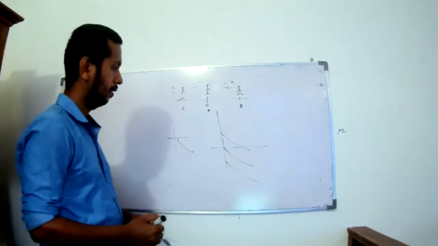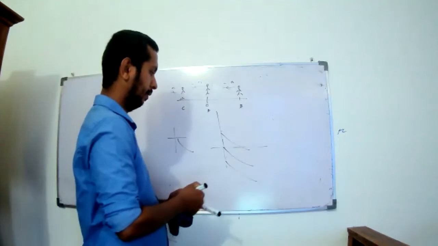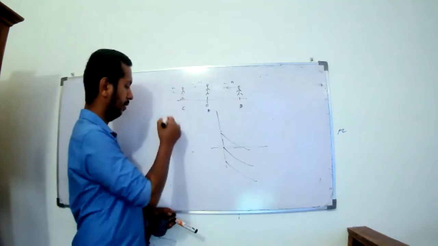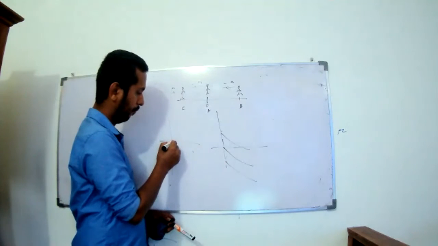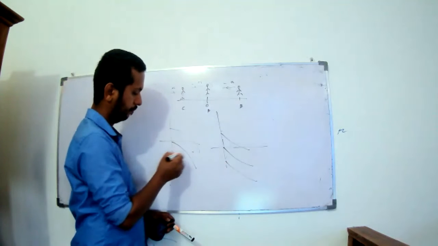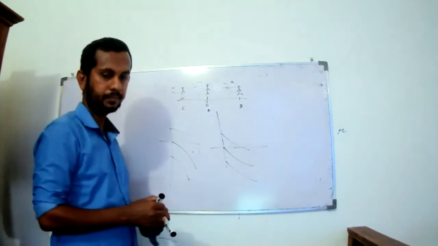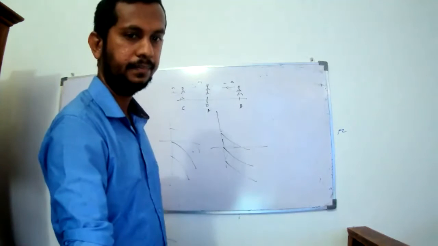Right. The last time I made a mistake. Again, once it is moving with the acceleration, the gradient should be this one, right? It is moving with deceleration.